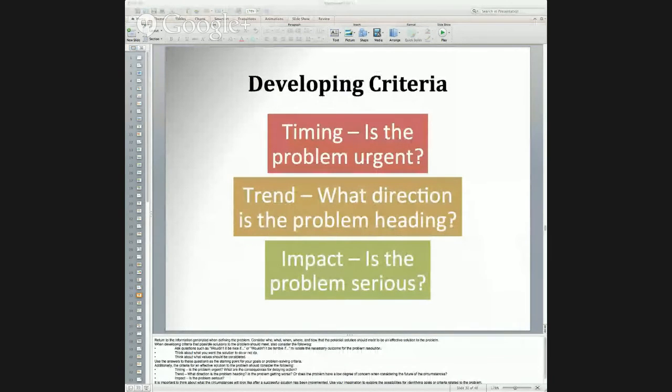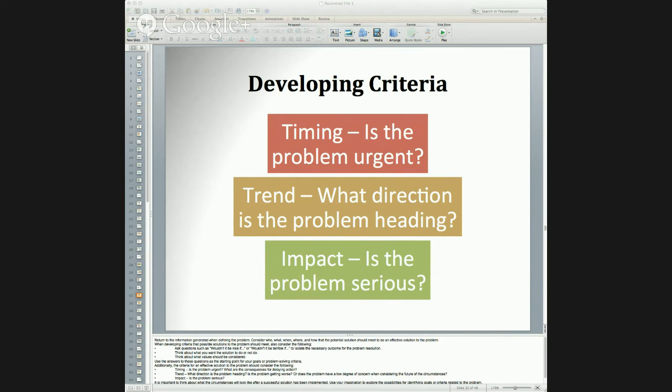Developing criteria. Return to the information generated when defining the problem. Consider who, what, when, where, and how that the potential solution should meet to be an effective solution to the problem. When developing criteria that possible solutions to the problem should meet, also consider the following. Ask questions such as, wouldn't it be nice if, or wouldn't it be terrible if, to isolate the necessary outcome for the problem resolution.